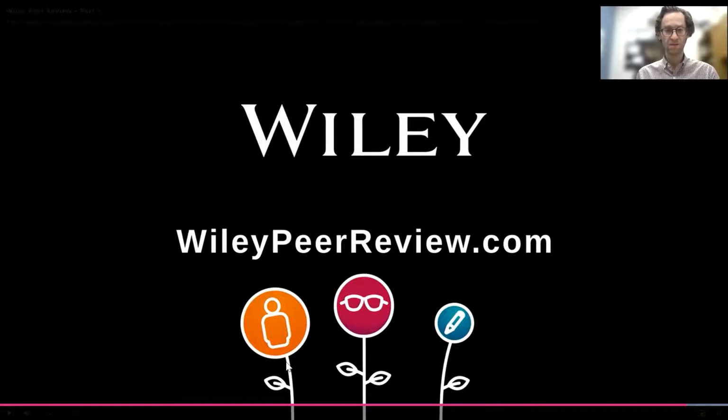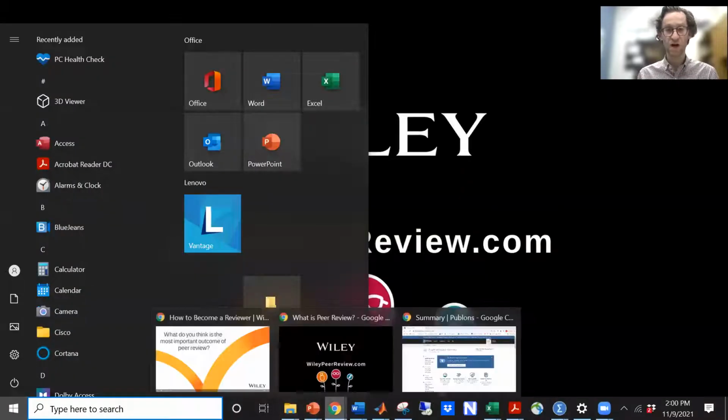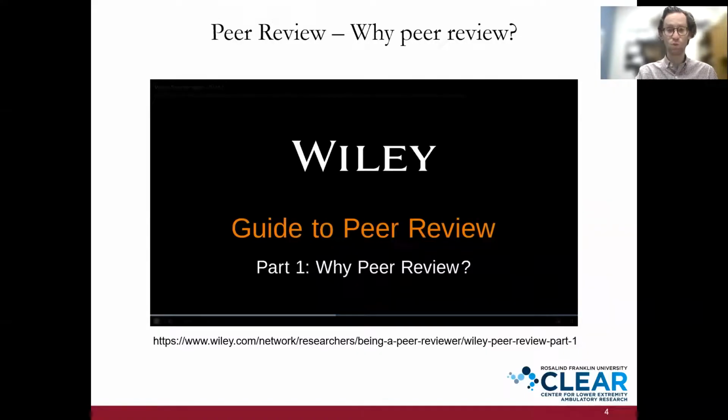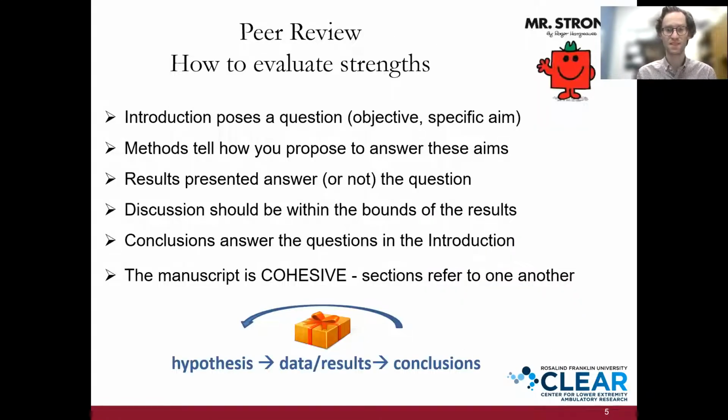So there were several additional reasons why you should consider getting involved in the peer review process. If you've made the decision that you do want to get involved, what is it that you'll be doing in the process? Essentially, you'll be weighing the strengths and the weaknesses and making that final decision on your recommendation for the manuscript.